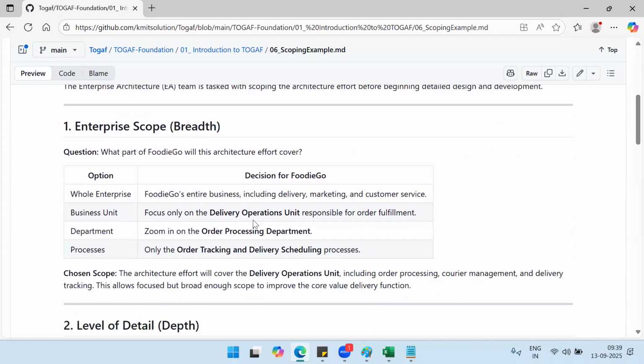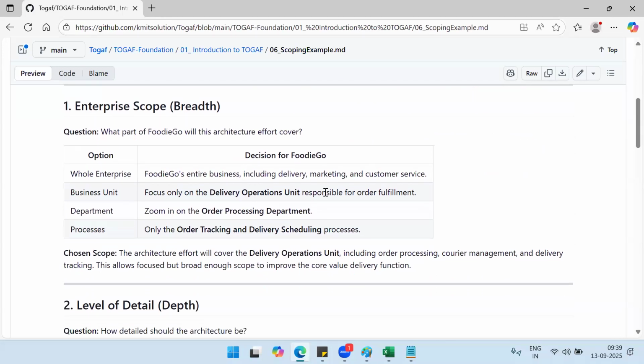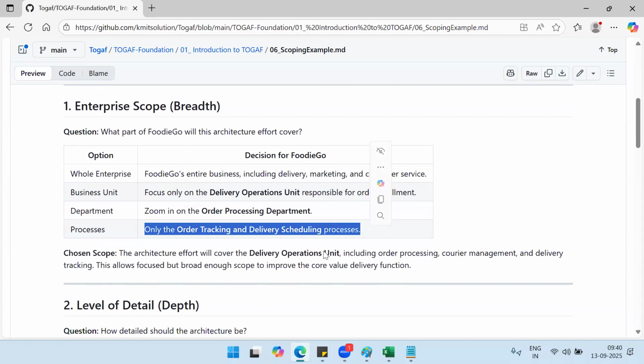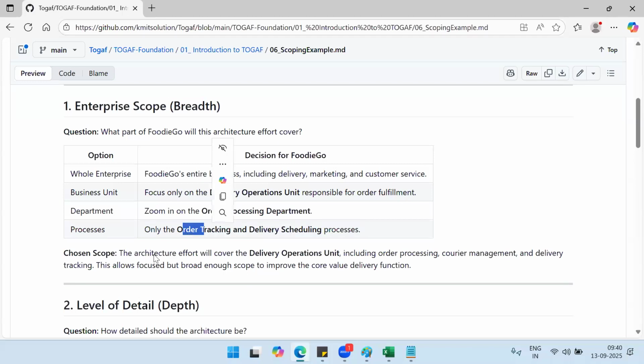What part of Foodigo will, so this will be your question to the business, what part of Foodigo will this architecture effort cover? Is it the entire country, or a particular area or business unit, or a department, zoom in on the order processing department, or is it only for the order tracking and delivery scheduling processes? Or do we need to design only order tracking and delivery scheduling?